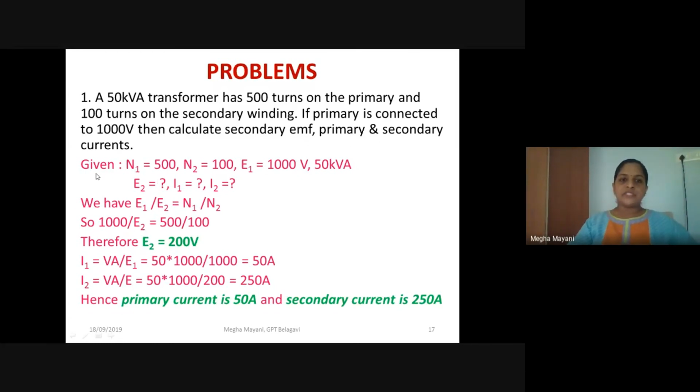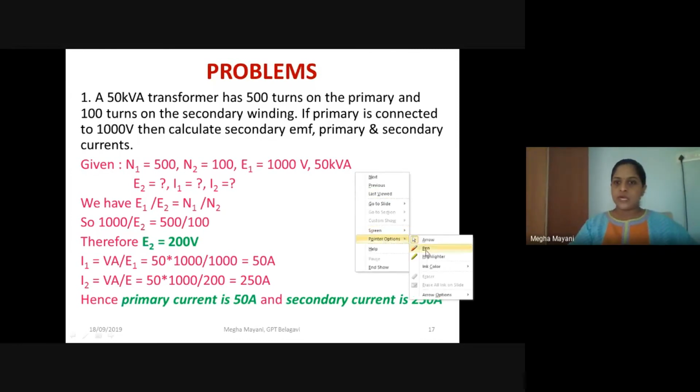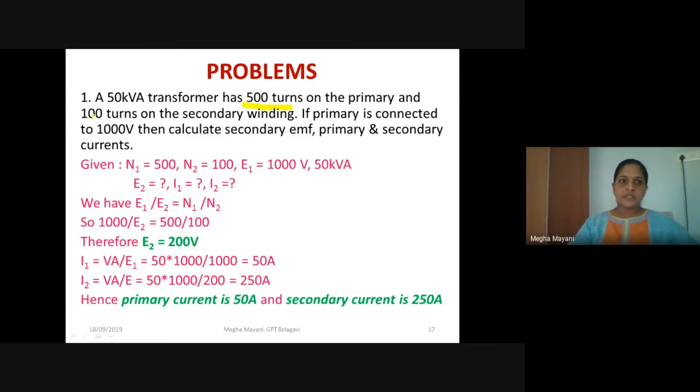So let us first write the given data. The number of turns on the primary is given, which is equal to 500, and the number of turns on the secondary is also given, which is equal to 100. Correct? Now the primary is connected to the voltage 1000. Ideally, E1 is equal to V1. So we can write E1 as 1000 volts. And it is a transformer of rating 50 kilovolt amperes. We are asked the secondary EMF E2, and the primary and secondary currents, that is I1 and I2.